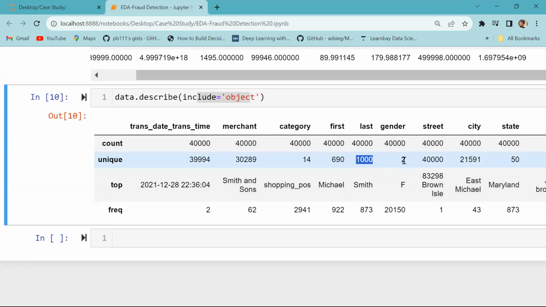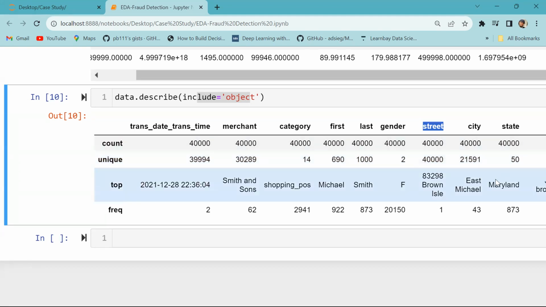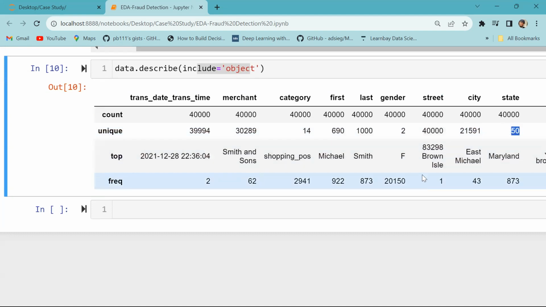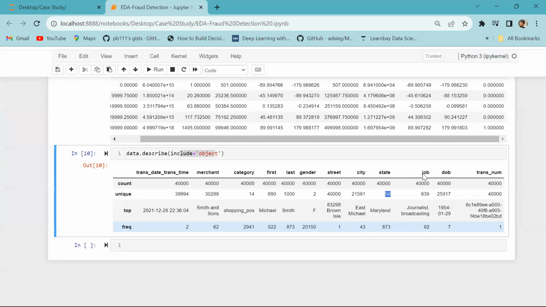Gender means female and male, so there are two. And for the streets, no street is the same. Every new state, so the transactions happen in different cities and different states. There are 50 states repeating. And this is the way for job, date of birth and transaction number.